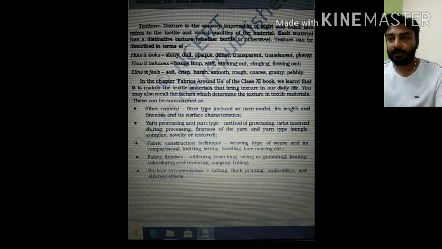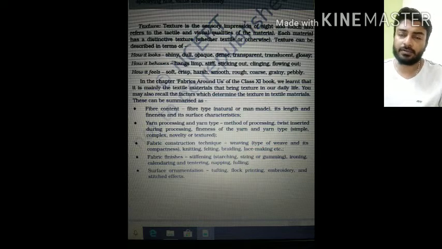We can find out which kind of fiber is used, whether it is man-made or natural. Then there are its length, fineness and surface characteristics: how long the fiber is, how fine it is, and its various surface characteristics. These are the different points of fiber content.